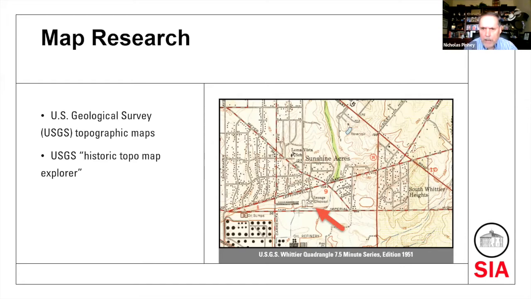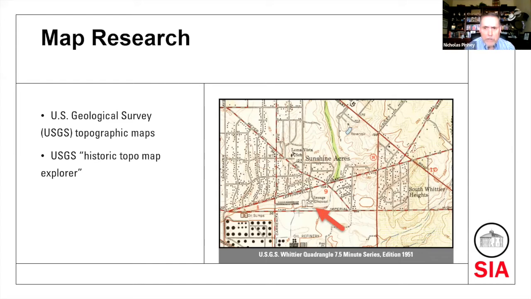The USGS topo maps are updated periodically, and the USGS has an online historic topo map explorer that makes it easy to check land area maps through time. For this particular case study of Whittier, they have online the topo maps for 1923, 1925, 1949, and 1951.